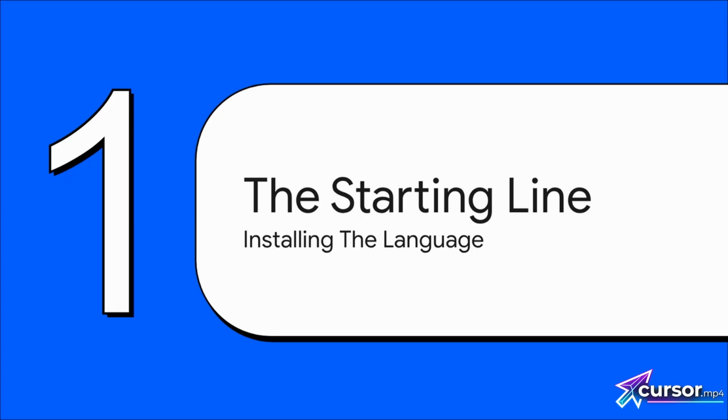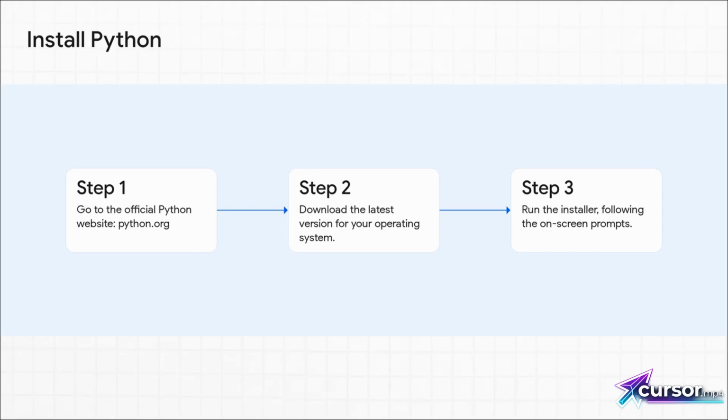Okay, first things first. Every great journey starts with a single step, right? And for us, that's installing the language itself. This is the part that gives our computer the power to actually understand and run the code we're going to write. So let's start at the official source, python.org. And this is super important. It's always best practice to get it from here so you know you're getting a safe, clean version. Just look for the big download button, grab the latest one for your operating system, and run that installer.